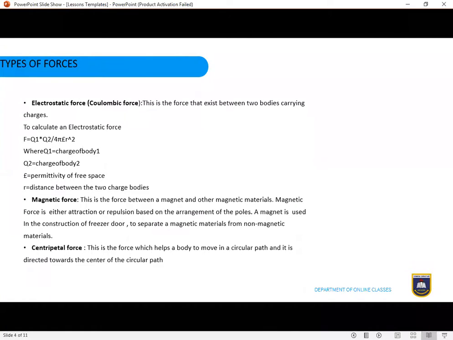And I was saying some uses of the magnet. It's used in the construction of freezer doors. You have your freezer doors in the house. The doors don't just close on their own. It's by the use of a magnet.